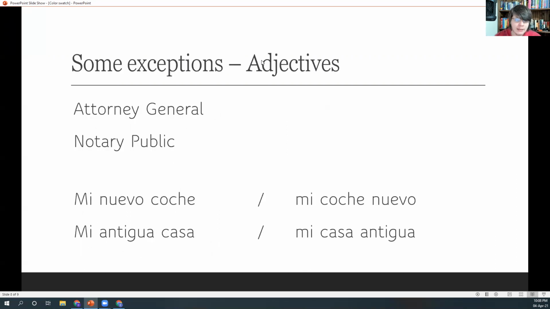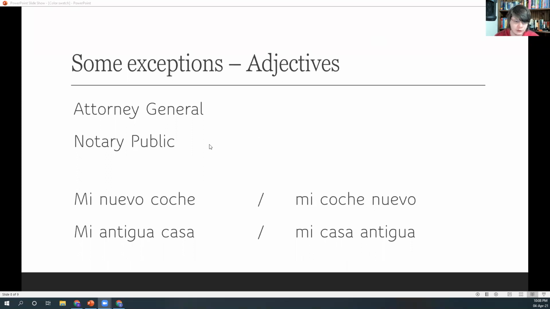Okay, some exceptions. Think about these two in English, Attorney General and Notary Public. In these cases, we have what we call a post-nominal adjective. Here's the adjective, here's the adjective, here's the noun, here's the noun. But these are very few and far between. This is not very common.